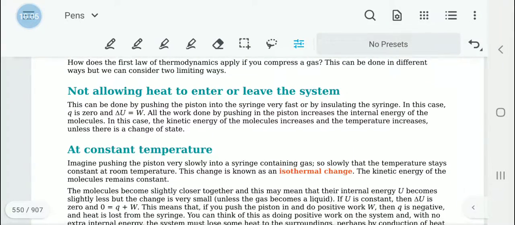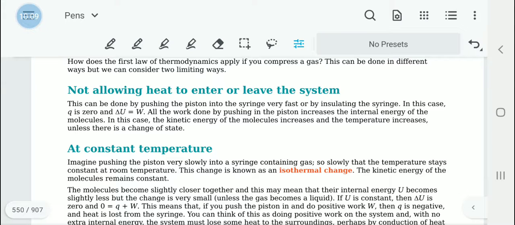Now, when you compress a gas, how does it apply in practice? Not allowing heat to enter or leave the system is something that we must do. When you explain how this is going to be in your practical paper, you have to give these details, right? Not allowing heat to enter or leave the system. This can be done by pushing the piston into the syringe very fast or by insulating the syringe. So it has to be done very quickly, so it would not have enough time to waste that much energy. In this case, Q is 0 and delta U equals W, right?